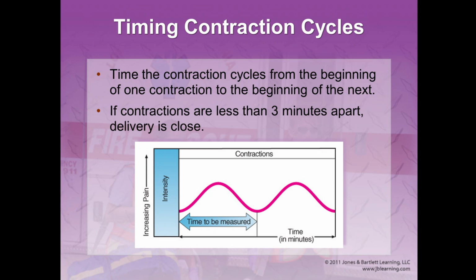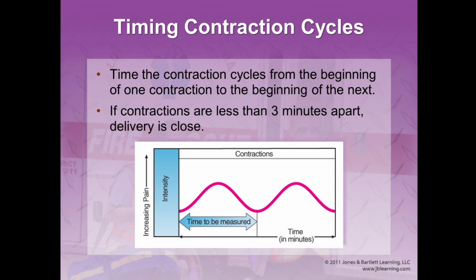Well, we want to time the contraction cycles from the beginning of one contraction to the beginning of the next. So once one contraction ends, let's time in between to see when the next one starts. If contractions are less than 2 to 3 minutes apart, we know that delivery is close and there is no time for transportation to the hospital for delivery.